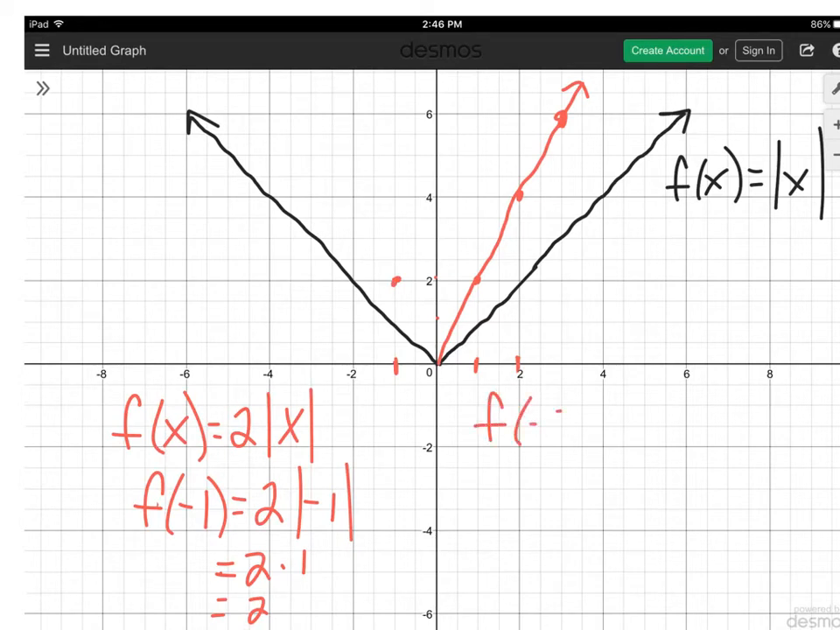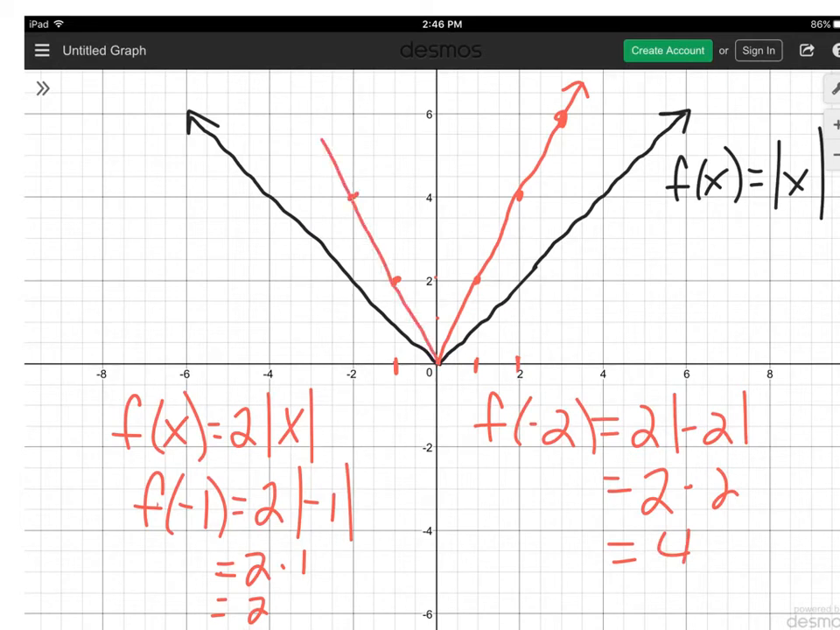When the input is -2, the output will be 4. And so again, it's just a reflection. And so as A increases, this steepness will get steeper and steeper. The slope will get steeper and steeper.